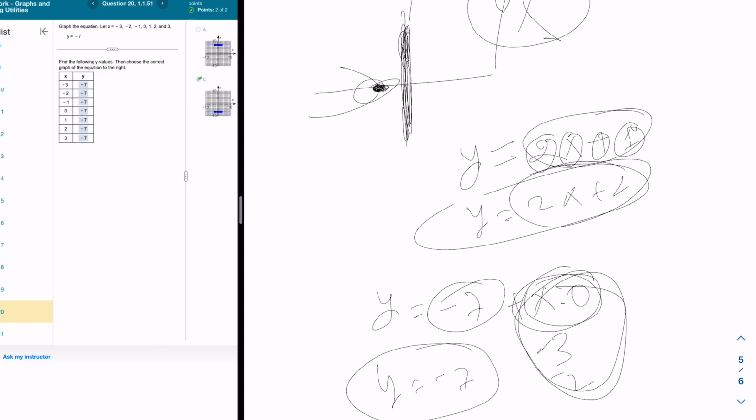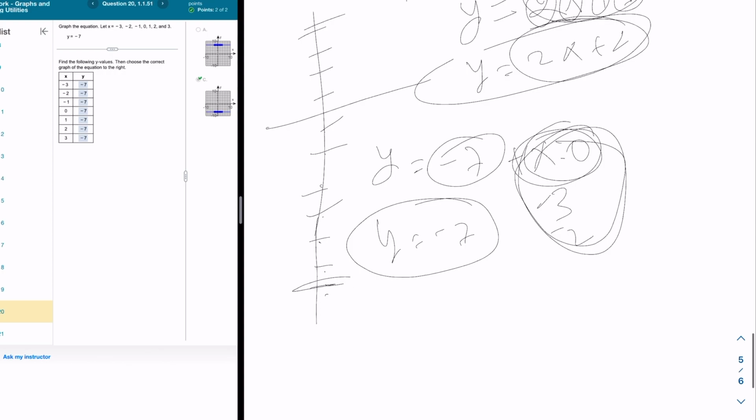So here our line will be 2 3 4 5 like this, and y equals -7. So -7 will come down here: 1 2 3 4 5 6 7. 7 will be here, and if you plot any value, -3 for x, then -2, all the y coordinates will be -7. So at last this will be our answer, y equal to -7.